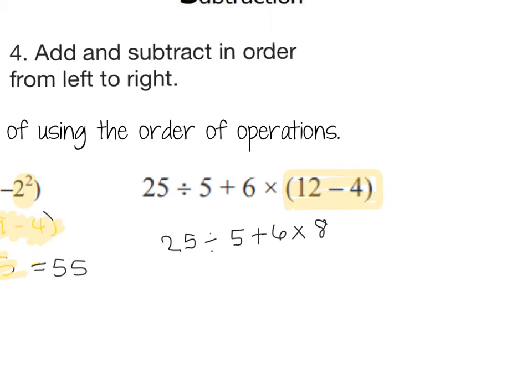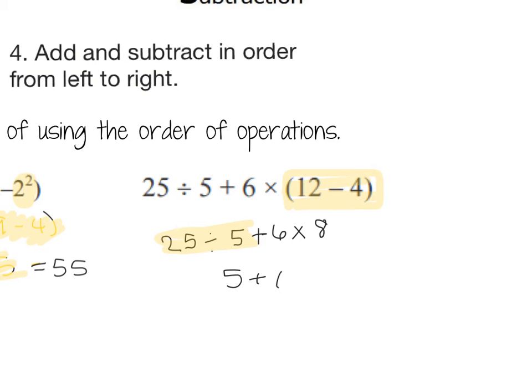And then I look, do I have any exponents in this one? The answer to that is no. So now I go, do I have any multiplication or division? Well, I have division and multiplication. Which one comes first? The division. So that is the problem I'm going to look at right now. I'm going to look at 25 divided by 5, which would be 5.